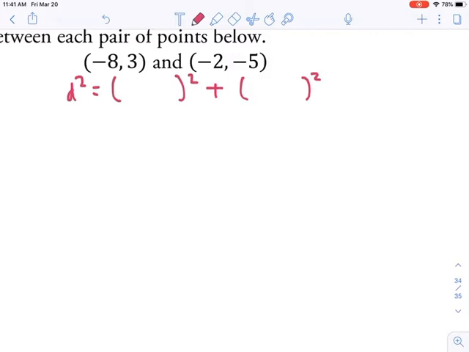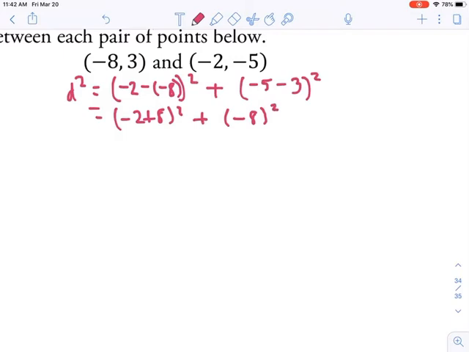Okay, so I'm going to do -2 minus -8. So you can see that's my x2 subtracting my x1. And then I have y2, which is -5, subtracting my y1, which is 3. So that's -2 plus 8, and this is -5 minus 3, right? That's -8. Well, I guess I should write that more consistently. Sorry, guys. Hang on.